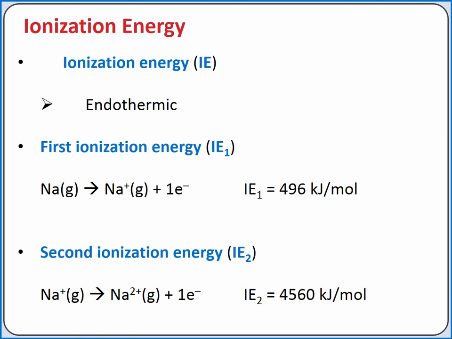We can represent this process using the equation shown, where the electron is a product because it's being removed. The second ionization energy is the amount of energy required to remove the second electron from an already positive gaseous ion, as shown in the equation.